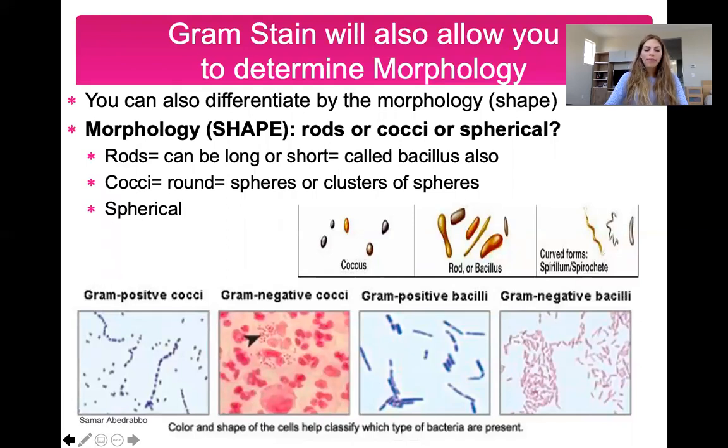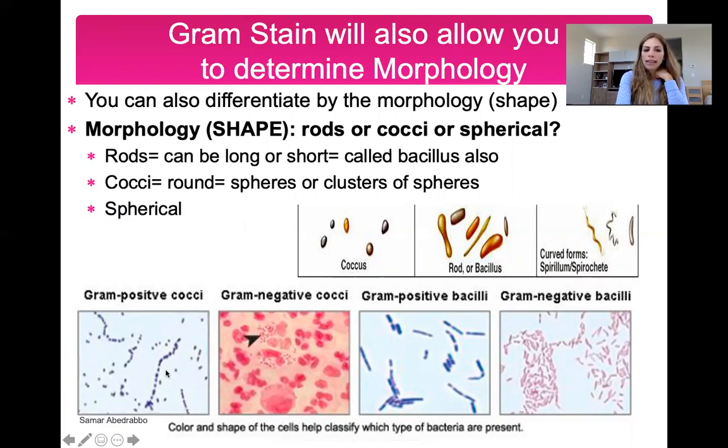Bacteria typically can be rod-shaped. So rod-shaped is exactly what it is. It's a rod. And we also call rod-shaped bacteria bacillus. They can be round-shaped, and we call that coccus or cocci, or they can be spherical, so they look like spheres. So just keep that in mind.